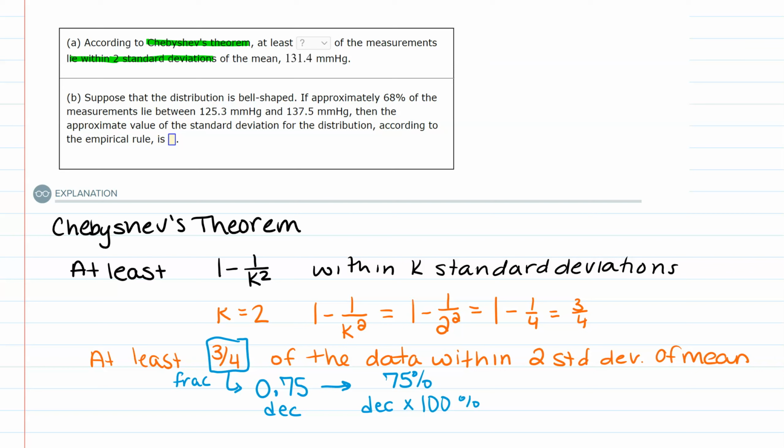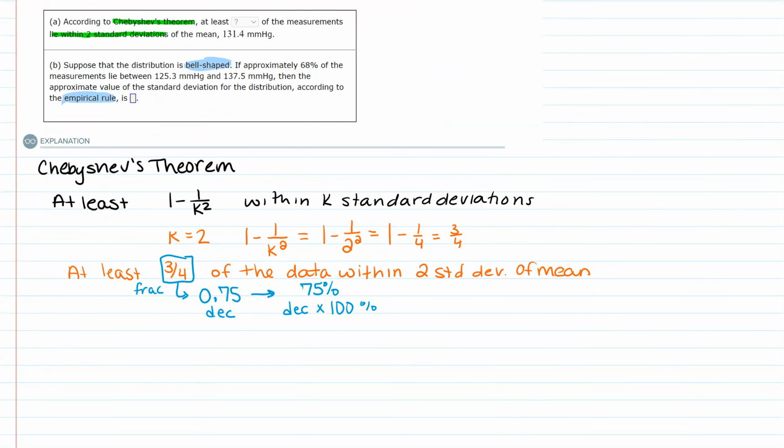So now the second part of the question says, suppose that the distribution is bell-shaped, which is important. Bell-shaped curves and bell-shaped distributions have special properties. So if approximately 68% of the measurements lie between 125.3 and 137.5, then the approximate value of the standard deviation for the distribution, according to the empirical rule, is blank. So there's 2 things that are really important here. The distribution is bell-shaped, and we're using the empirical rule. So let's just review that empirical rule real quickly.